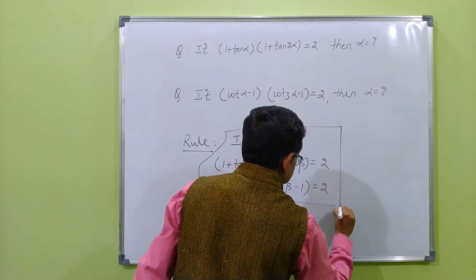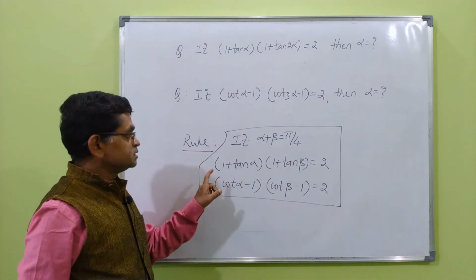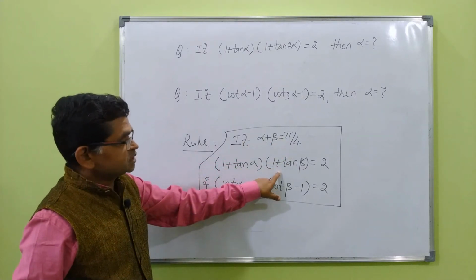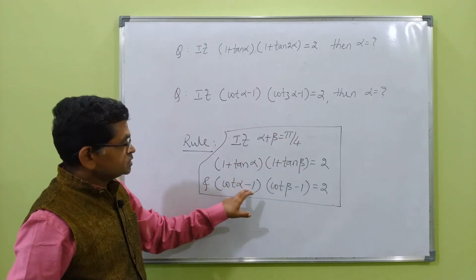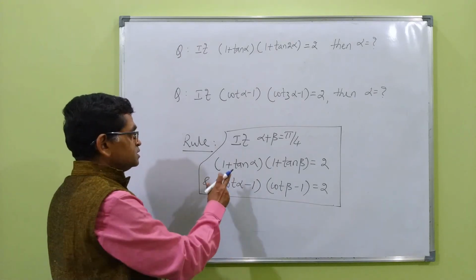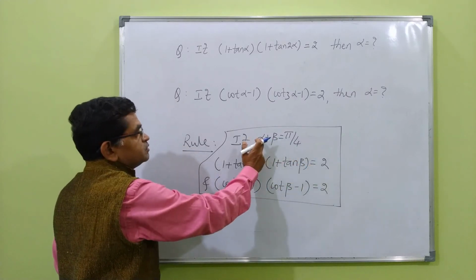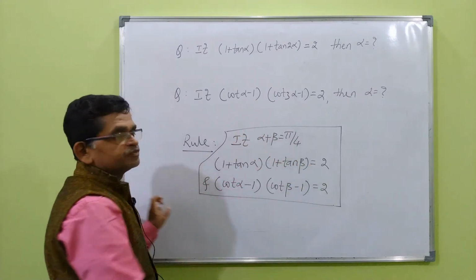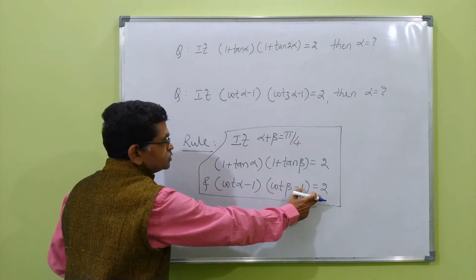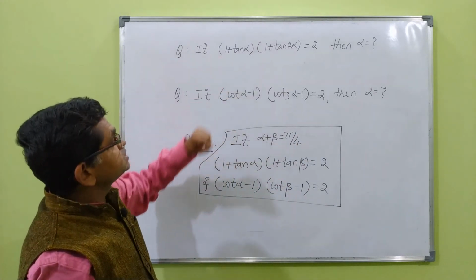Okay, so the converse also holds. That means if α + β is equal to π/4, then (1 + tan α)(1 + tan β) is equal to 2 and (cot α - 1)(cot β - 1) is equal to 2. Or in reverse, if (1 + tan α)(1 + tan β) is equal to 2, then α + β is equal to π/4. If (cot α - 1)(cot β - 1) is equal to 2, then α + β is equal to π/4. Okay, now this is very easy.